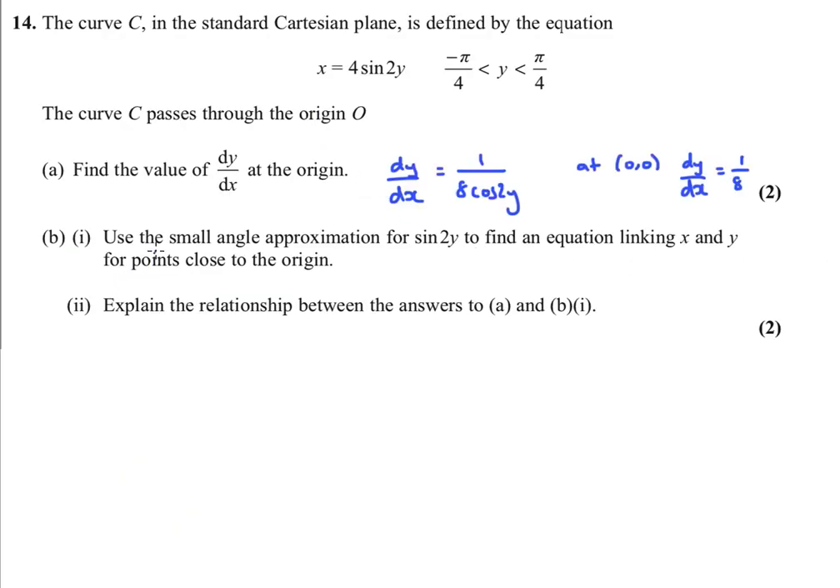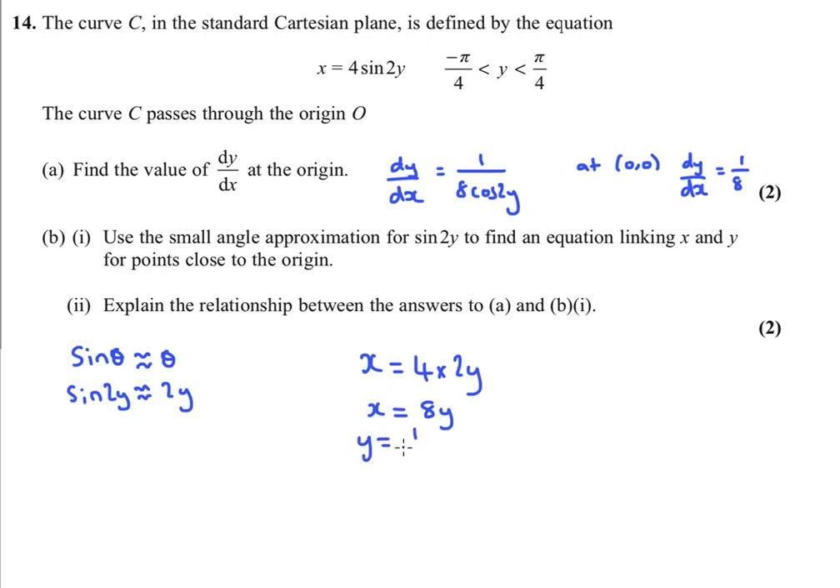Part B says use the small angle approximation for sine 2y. That's in your formula booklet. We know that sine theta approximates to theta, so sine 2y will approximate to 2y, to find an equation linking x and y for points close to the origin. So we're just going to swap sine 2y for 2y. So we've got x is equal to 4 times just 2y. So that's x is equal to 8y, or we could rearrange that and say y is equal to an eighth of x.